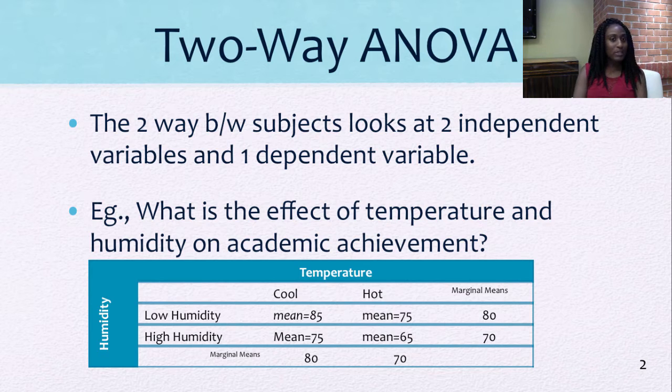For example, let's look at the question: what is the effect of temperature and humidity on academic achievement? Below you have a chart that illustrates hypothetical data that one may have gotten from such a question. This chart illustrates that we have two factors, or two independent variables, one being temperature with two levels, cool and hot, and the second variable, humidity, with two levels as well, low humidity or high humidity.